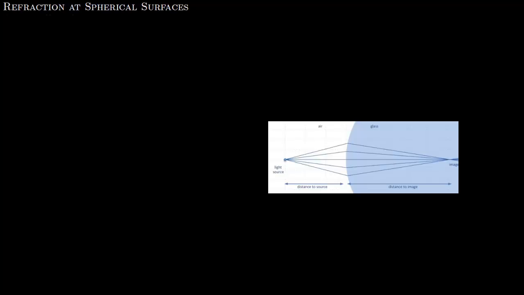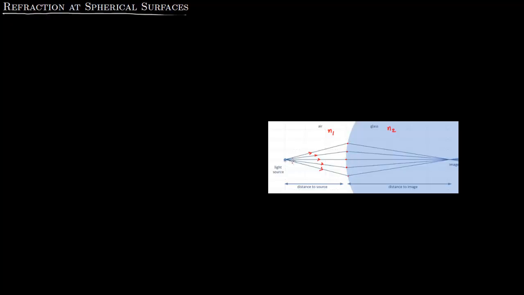We now talk about refraction at spherical surfaces. Say you have a light source right here, and this light source is emitting light. So you have these light beams, they are traveling in air. Say air has refractive index N1, and you enter into glass which has refractive index N2. So at the surface, these lights will bend.